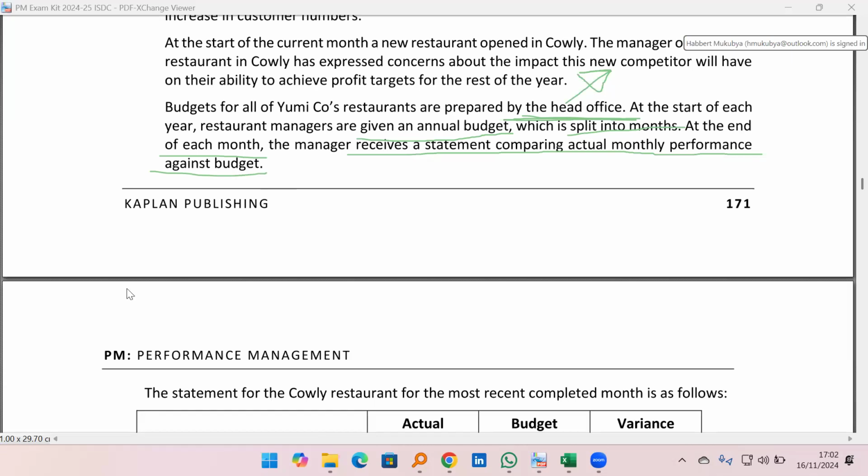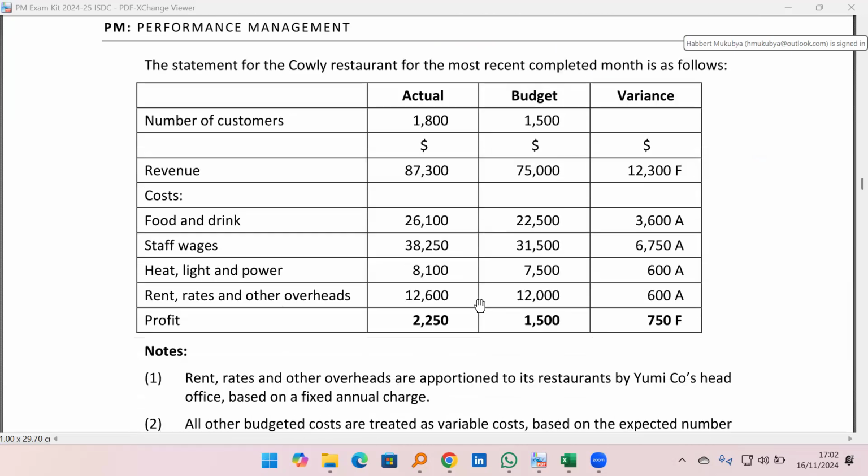So, but these are the statements that they receive. So they would have the actual, the budget, and variance. So they are looking at customers, and the customers, for example, you see that the actual were more than the budget. So, of course, now that means that everything that follows down should not just be looked at as it is. Hence the need for flexing the budget.